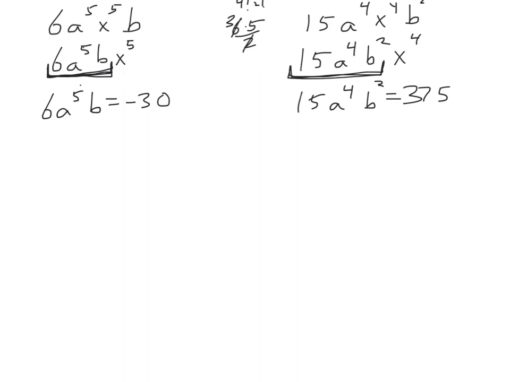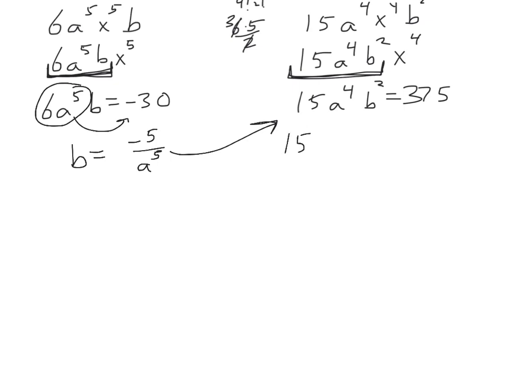So if I were to just take this 6a to the fifth and divide it over this way, we'd find that b is negative 5 over a to the fifth power. Now that I have that relationship, I can take it and put it into my other equation. I'll have 15a to the fourth times negative 5 over a to the fifth, squared, equals 375. Okay, and on the one hand, no, this isn't super simple, but this also isn't terribly complicated. We can do this.